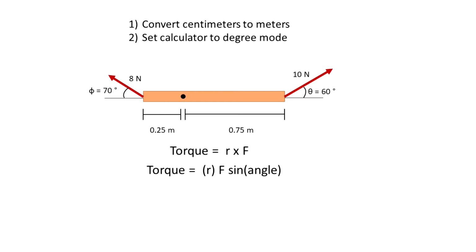R is the arm or the radius in meters from the pivot point to the location where the force is applied, and F is the force itself. Both R and F are vectors, so we can do a cross product. Or we can also say that the torque is the magnitude of R times the magnitude of the force F times the sine of the angle between them.